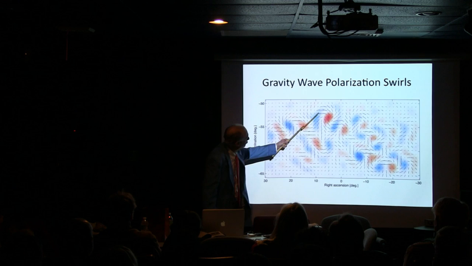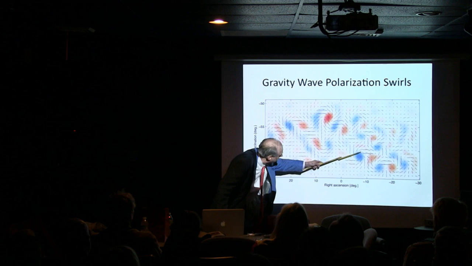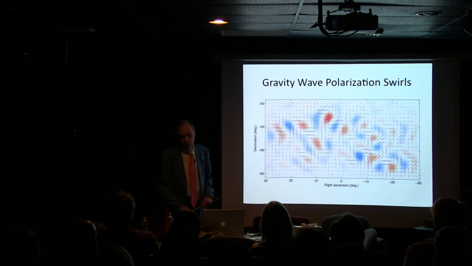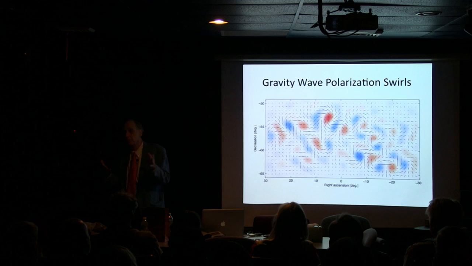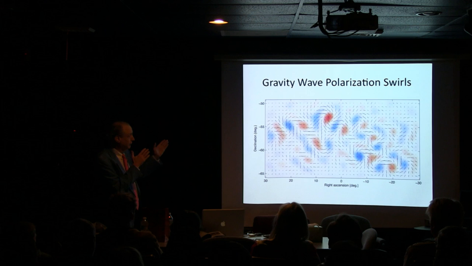This is going clockwise, this is going counterclockwise. Swirls in the polarization pattern that are characteristic of what would be produced by gravity waves in the early universe. This was predicted by inflation. They went looking for this and they have found this. And if this is confirmed, there are several groups. This is a very difficult observation, so people always have to say, well, we have to see if it's confirmed by other groups. But there's a satellite, the Planck satellite, that can potentially confirm this.